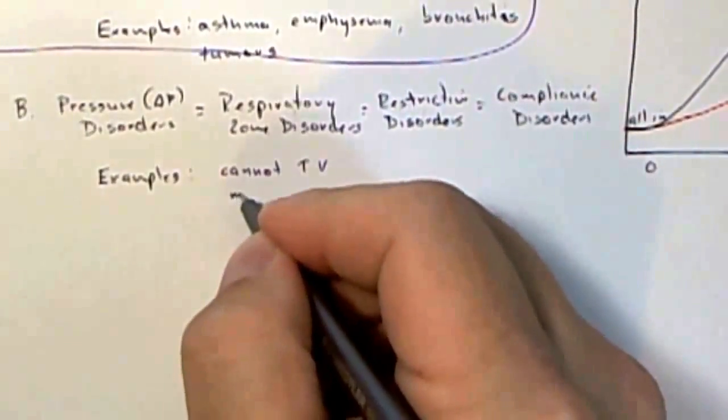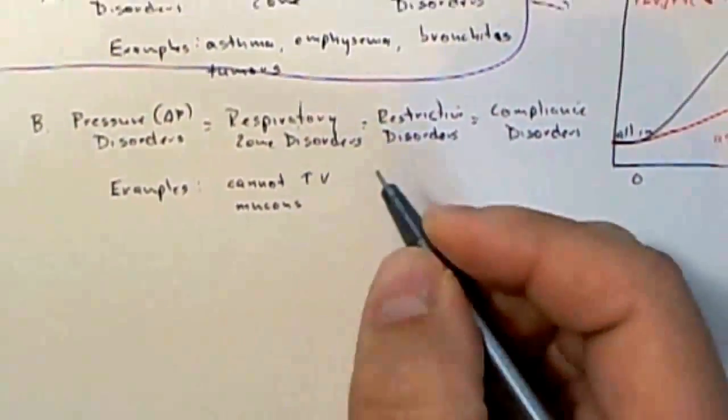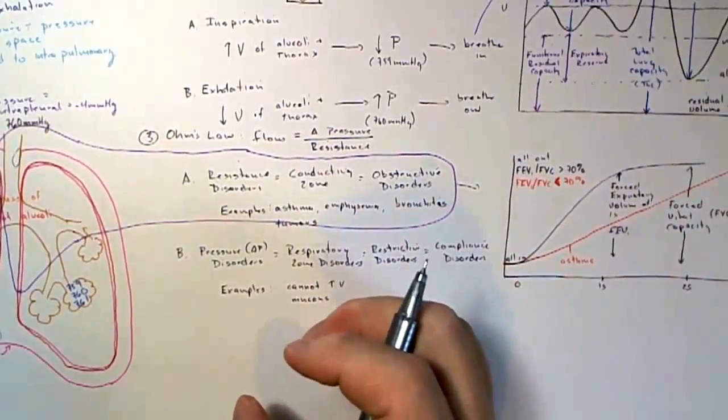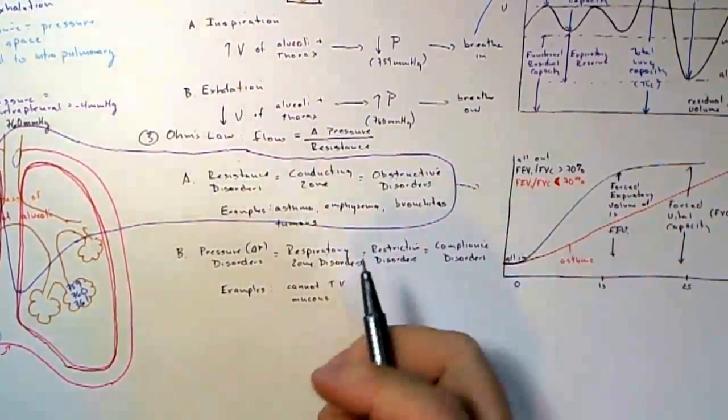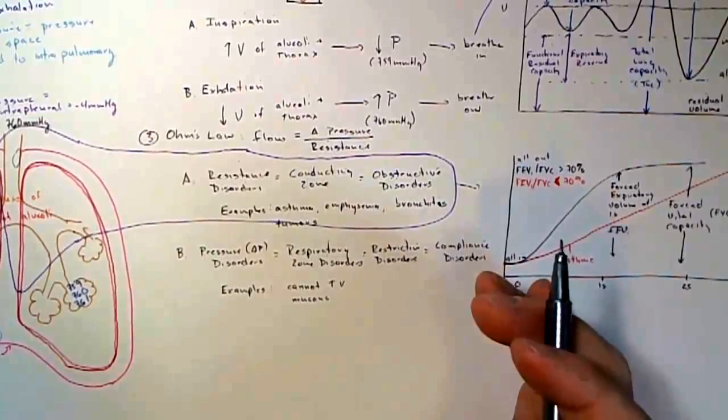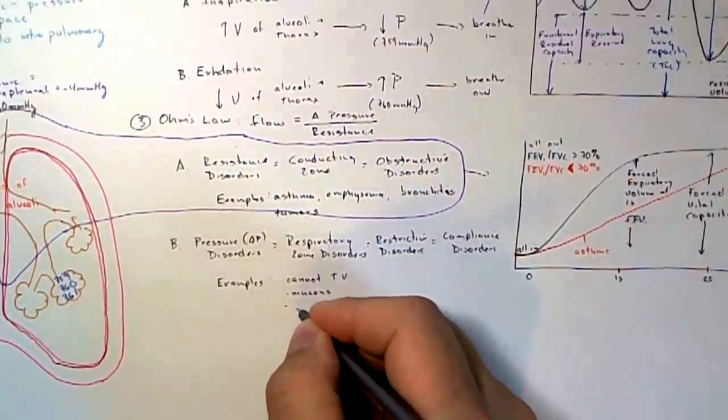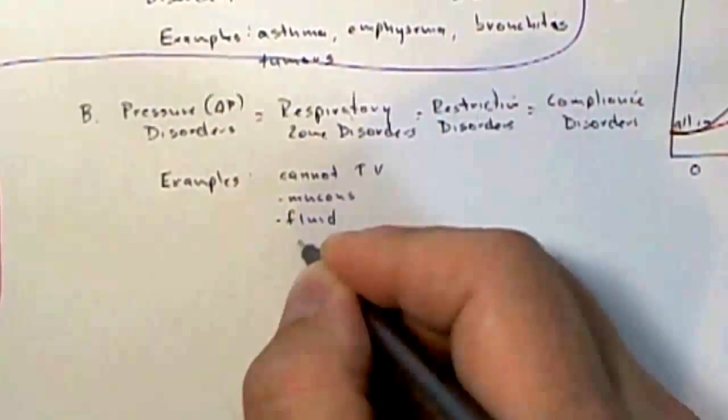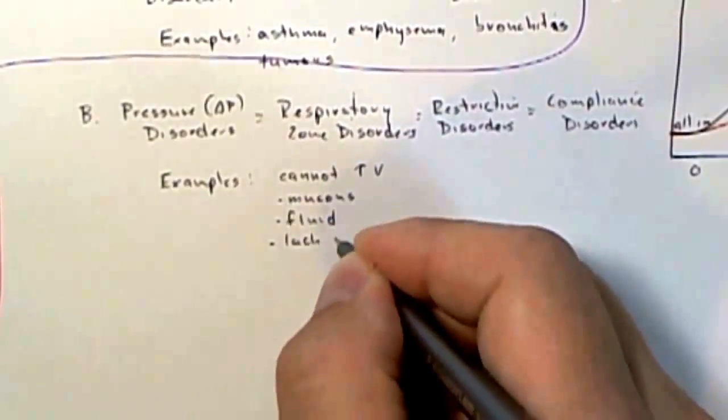So if you have mucus in your lungs, you have mucus in your alveoli, mucus is sticky, so when it comes time for the alveolus to increase its volume, mucus is sticky, so it's harder to increase the volume. Fluid can do that. Lack of surfactants.